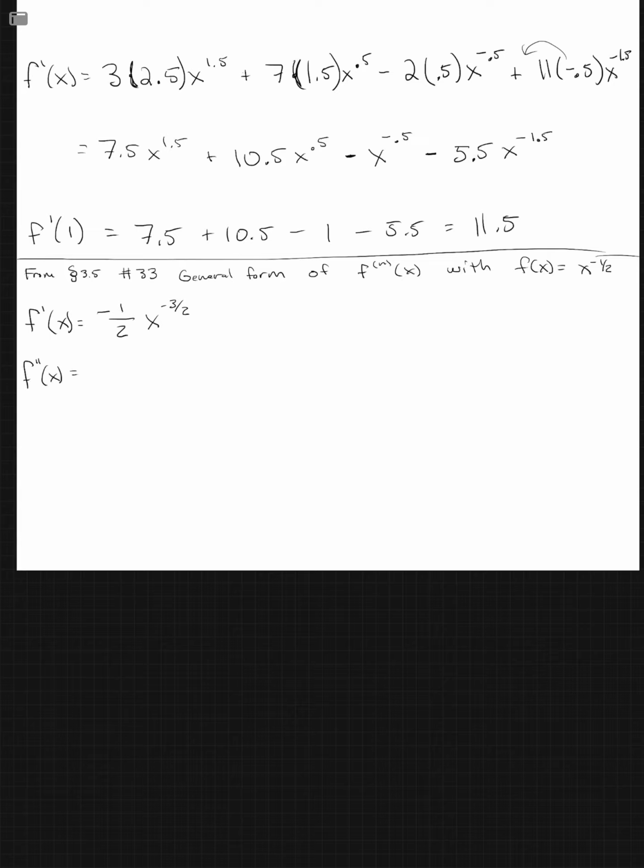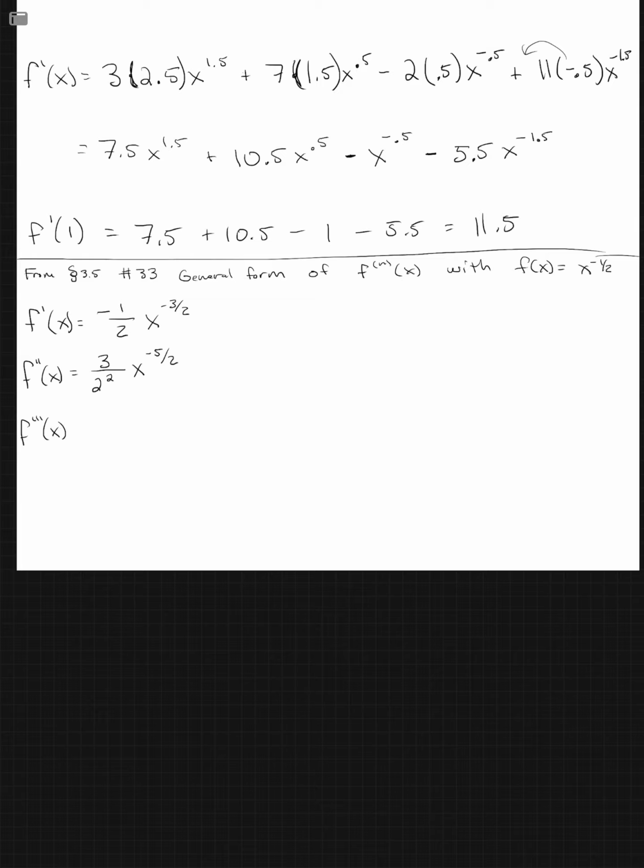For f double prime of x, we're going to use the power rule again, so we're going to get positive 3 this time. And I'm just going to note that this is 2 squared rather than multiplying it out. It's often a good idea when you're trying to find a general form of these things to not simplify everything out as much as you can, because that might help find the pattern.